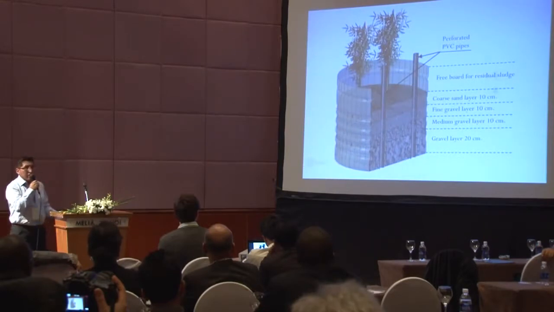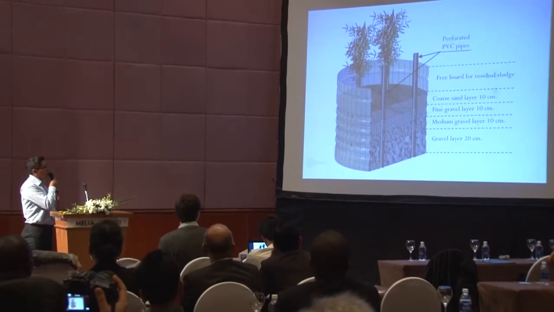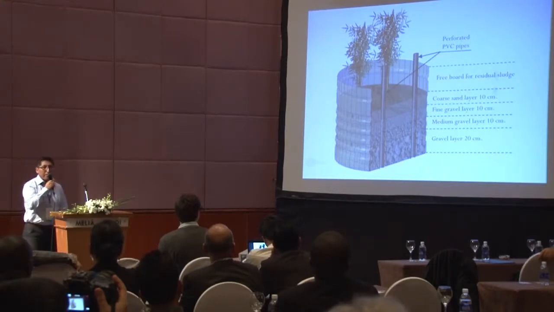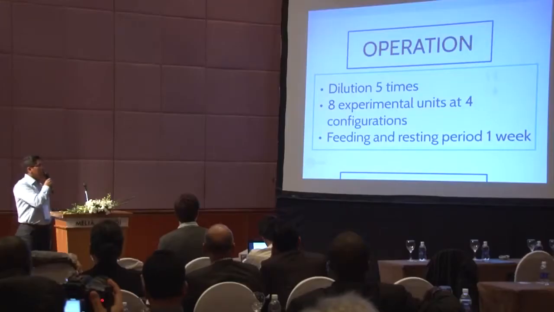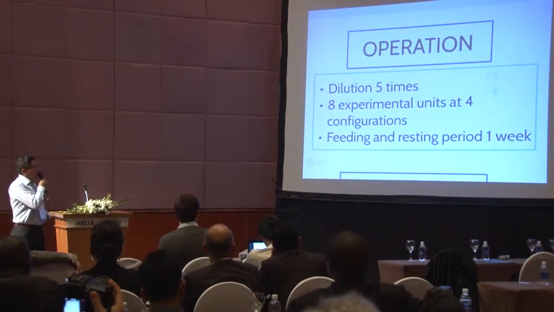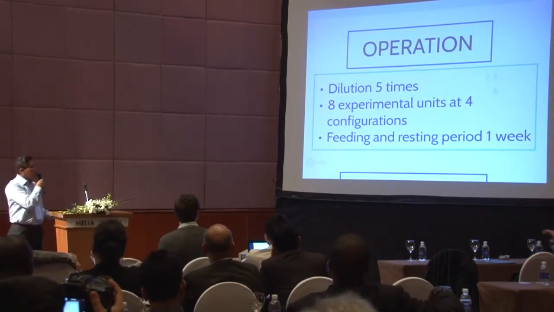This is how the experimental unit looks. As was mentioned in previous experiments, we also included aeration pipes because the literature mentions that it improves the performance. Also, we used 4 different layers of sand and gravel, and we used 6 plants per square meter as the plant density. For the operation, we had to dilute because the concentration of total solids of this product was very high. 8 experimental units were built, and the feeding and resting period was 1 week.